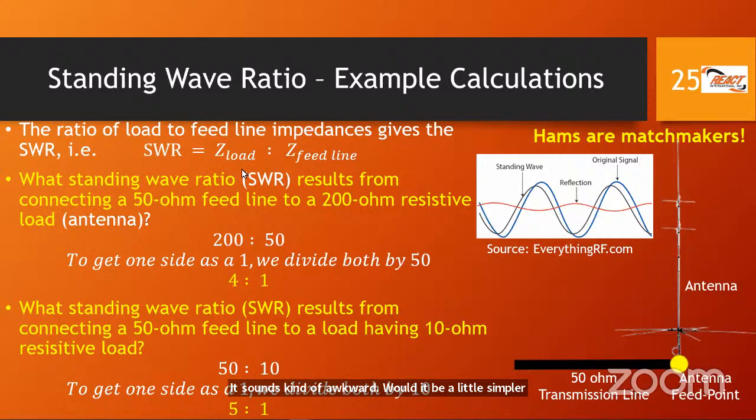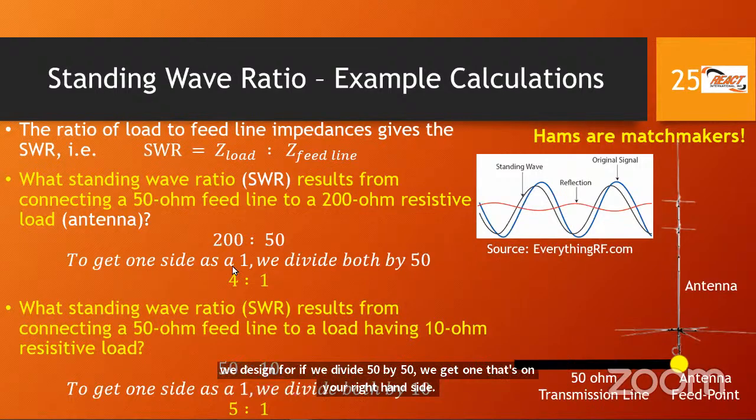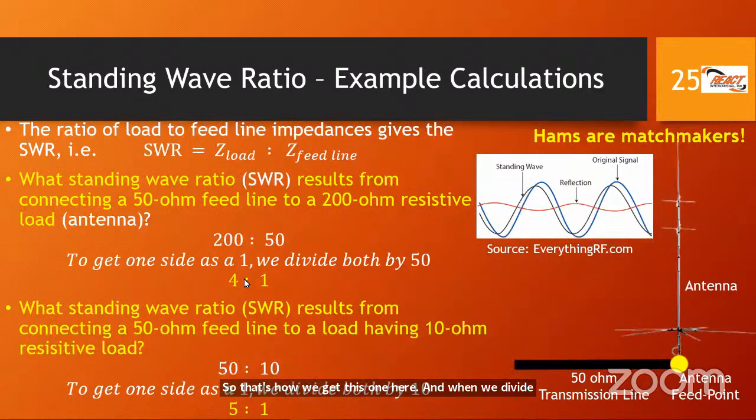So what we can do here is divide both sides of this ratio by 50 to bring the right-hand side down to 1. So you'll get something to 1. If we divide 50 by 50, we get 1 on the right-hand side. That's how we get this 1 here. And when we divide 200 by 50, we get 4. So that's our ratio, 4 to 1. And that's the answer for this SWR calculation. It was nice. Let's do it twice.